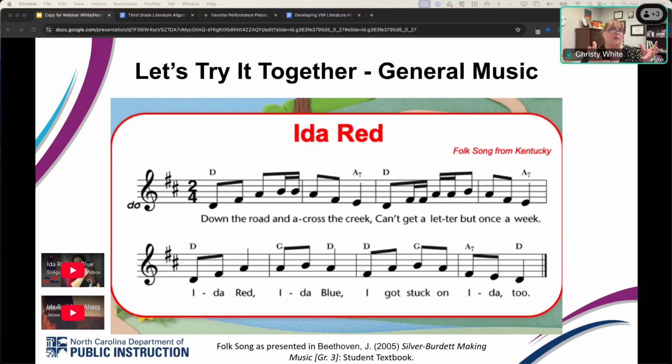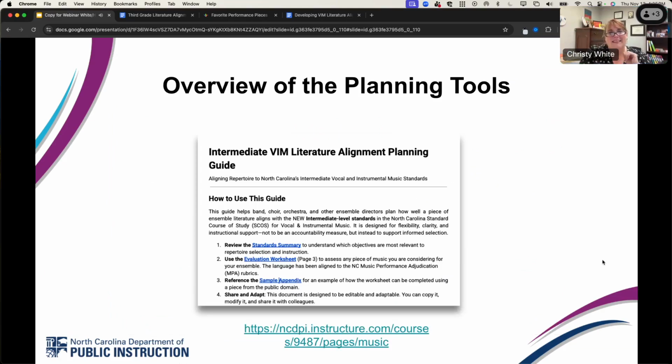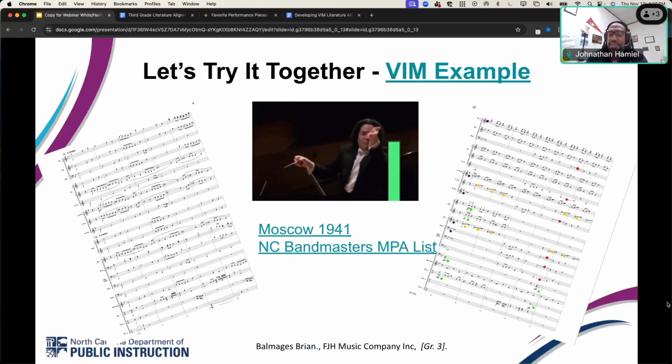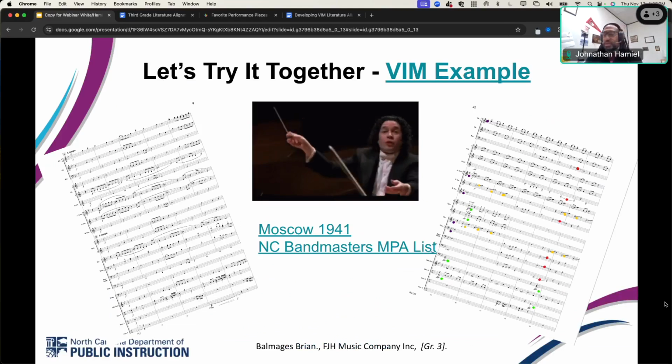So that's kind of an example of how you take a piece at the elementary level and make sure that you have everything and that it aligns by using that literature alignment guide. And I'm going to let Johnathan here do something that's a little more complicated than third grade. Thank you. So very much similar to what Christy was talking about.